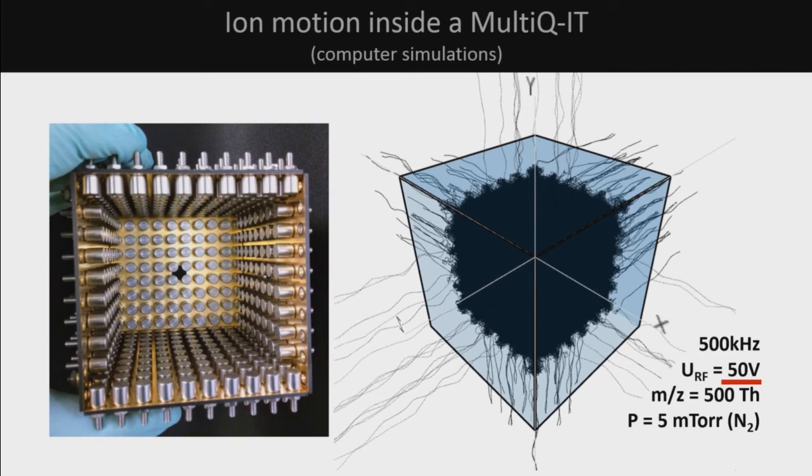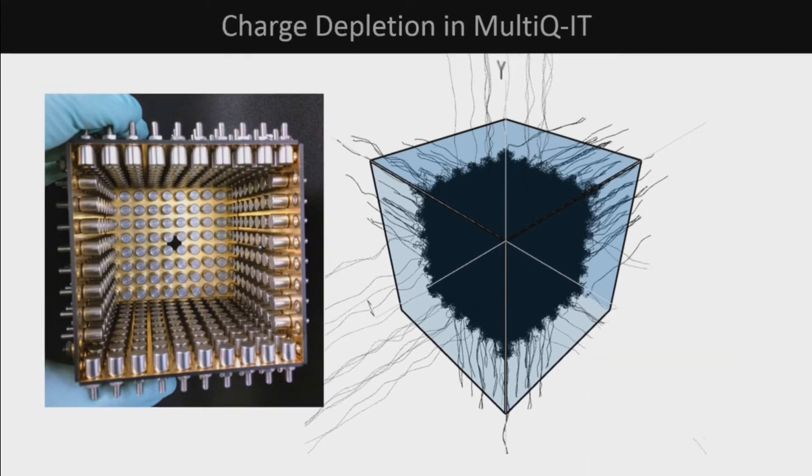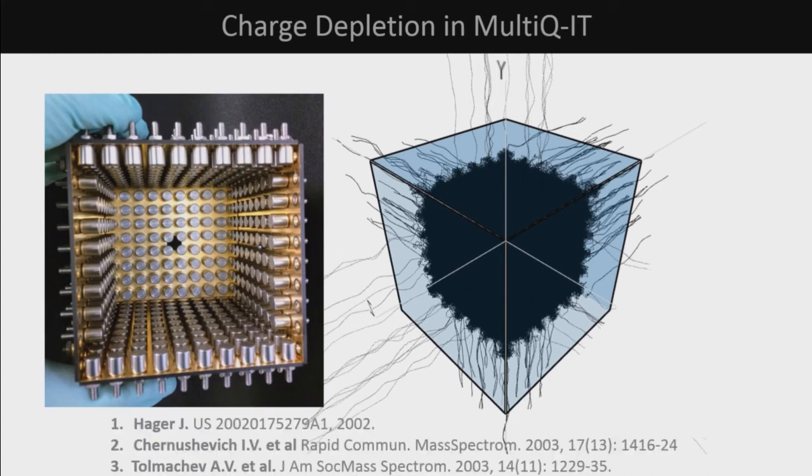And this ability of ions to leave along a multitude of quadrupole axes can be used to a high advantage. First of all, it can be used for online charge depletion. Charge depletion was first shown by 3 groups: 2 groups from SCIEX, one Jim Hager, and another Chernushevich et al., and the 3rd group, Tolmachev, from the Dick Smith lab.